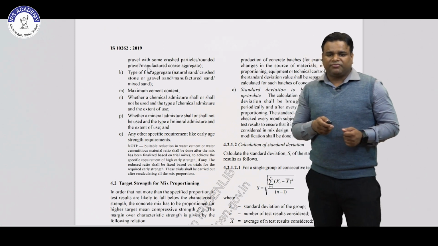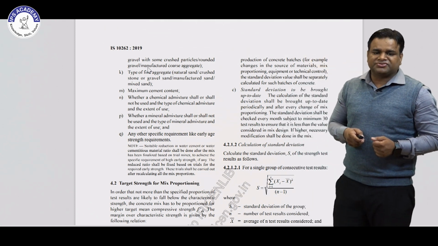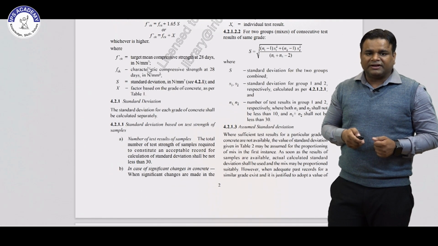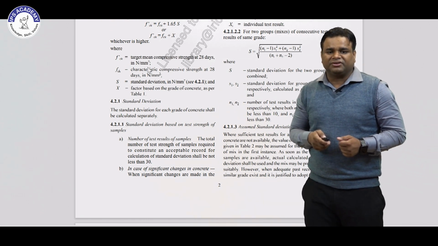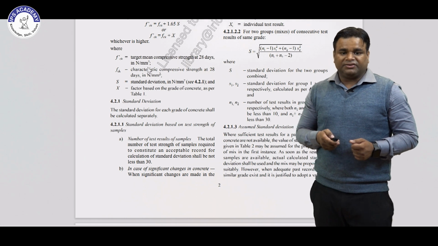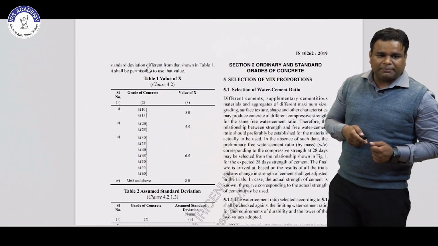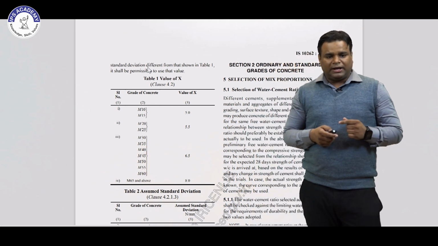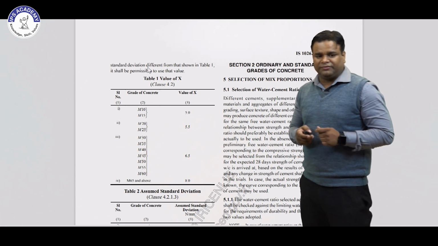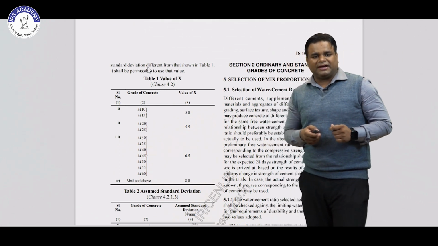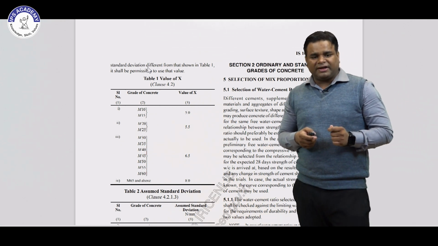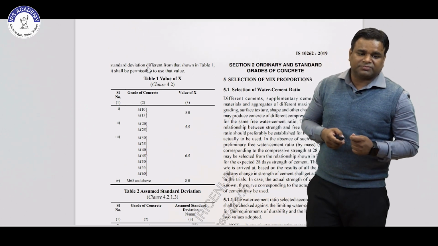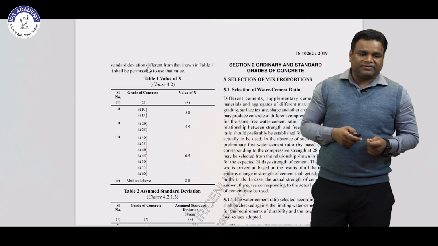These are some formulas to calculate the standard deviation. The first is for a single group of test results, and the second is for two groups of consecutive test results. Then in table number 1, the value of X is given from M10 to M60, and above M60 also. For M10 and M15 the value of X is 5, then for M20 to M25 the value of X is 5.5, from M30 to M60 the value is 6.5, and M65 and above is 8.